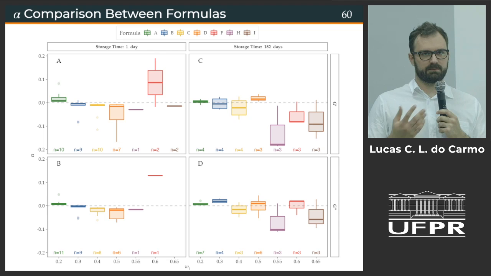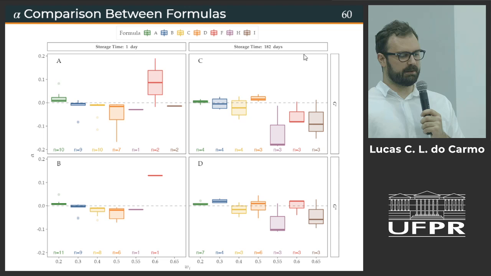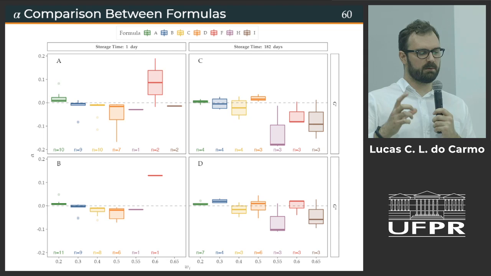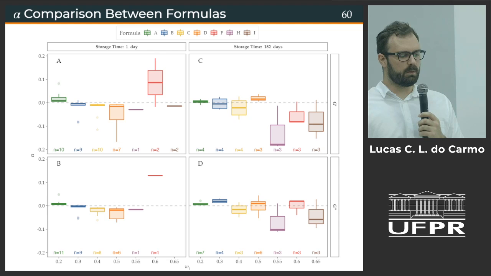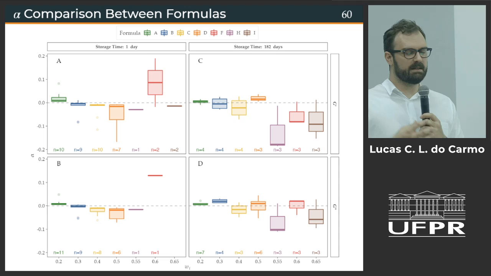And we see that after 182 days, the amplitude of the distribution becomes a little bit more wide, especially for formula C when compared to the first day, which can indicate that these formulations, C in this case, can be destabilizing faster than the other ones, at least when compared to A and B.